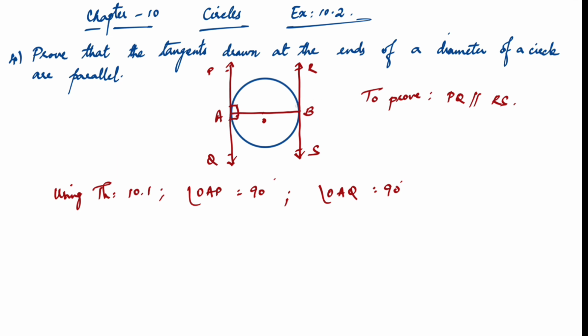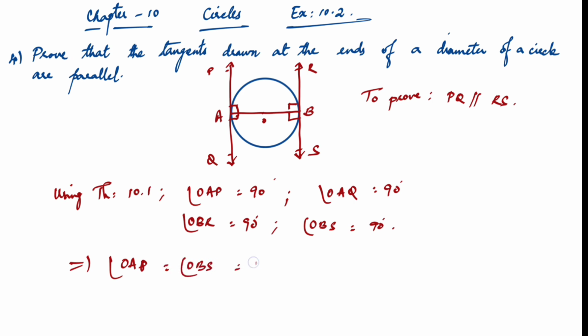Similarly, angle OBR and OBS are also 90 degrees. OBR is 90 degrees and OBS is 90 degrees. We also see that angle OAP is equal to angle OBS, that is 90 degrees. Similarly, angle OAQ is equal to angle OBR, that is 90 degrees.